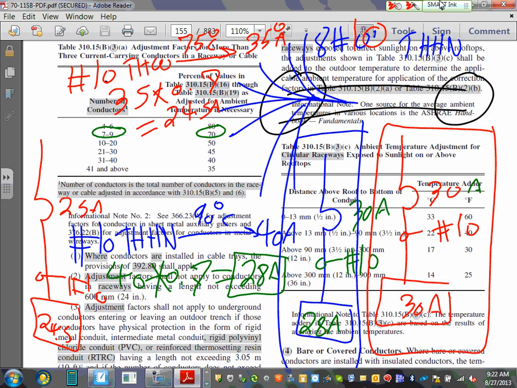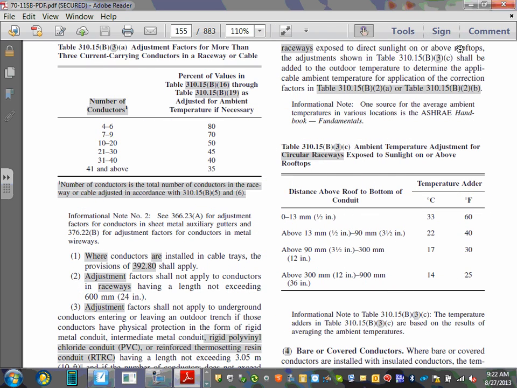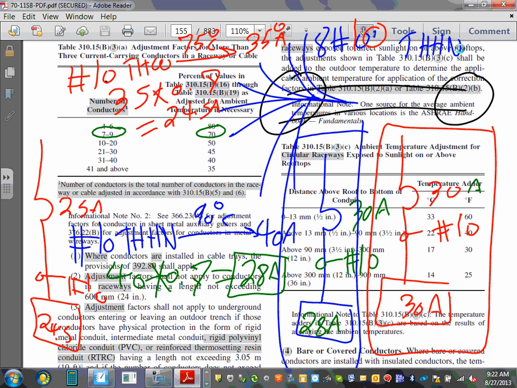So that's basically what derating is, based on bundling and based on temperature. Let me take a... That's what I wanted to go over with you. Click on that one. Take a snapshot of that. I can't emphasize enough, everything that I write and draw here will be on the PDF and the network, so if you want to review it, or if you want to do whatever.